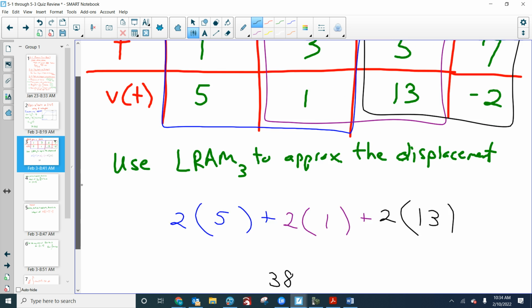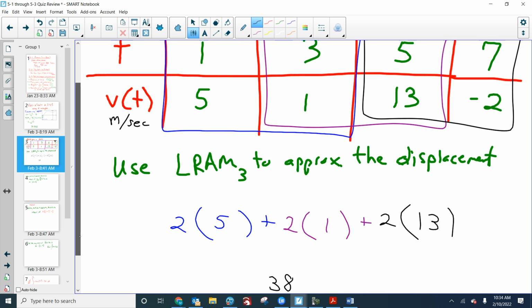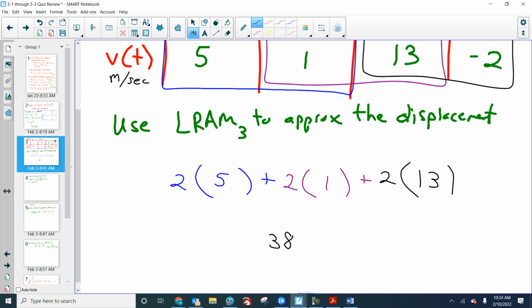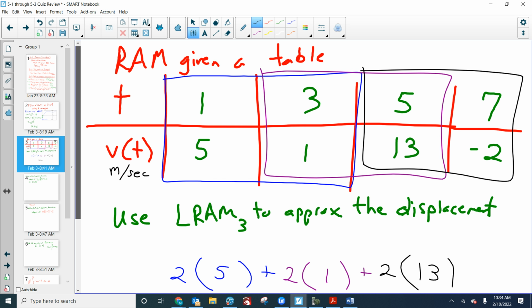What would the units be, let's say the t is in this. I did not write this on your problem, but let's say it's in meters per second. If I ask you for the answer with units and context, you would say 38 meters, and you would describe that as the displacement of the person, bike, object, I don't know, from 1 to 7 seconds.